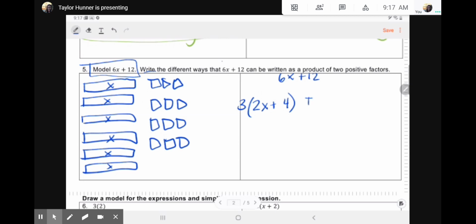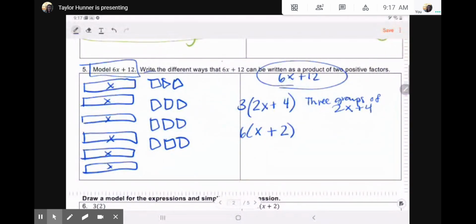So this would be 3 groups of 2x plus 4. Another number that goes into both 6 and 12 is actually 6, but I would have to multiply 6 times x and 6 times 2 to actually get it back to looking like 6x plus 12. Another one, I could actually just write 2x plus 2x plus 2x plus 2 plus 2 plus 2 plus 2 plus 2 plus 2. I could write it all out like that too.